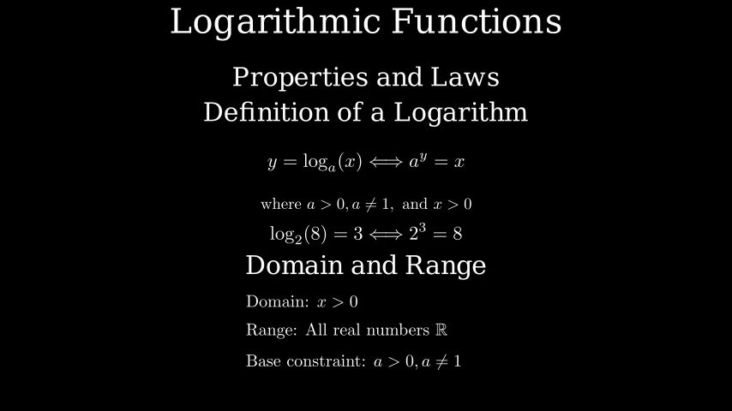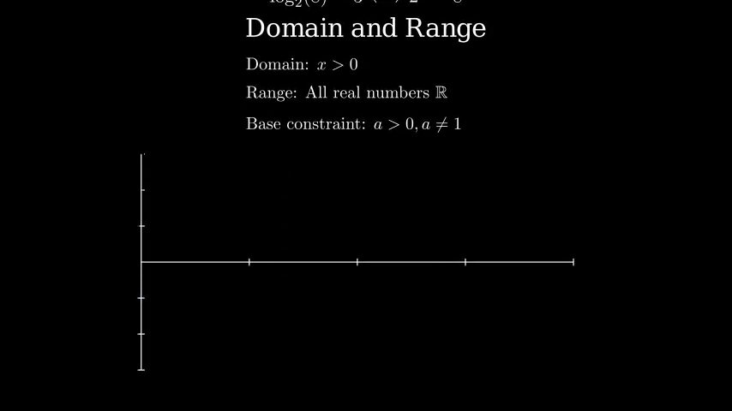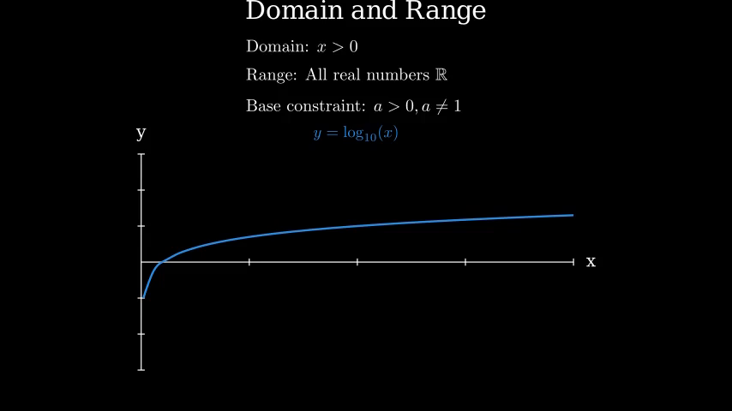Let's visualize the graph of logarithmic functions to better understand their behavior. Here we have the graph of y equals log base 10 of x, also written as y equals log of x. Notice that the graph passes through the point (1, 0), because log of 1 is always 0 regardless of the base. It also passes through the point (10, 1), because log base 10 of 10 equals 1.